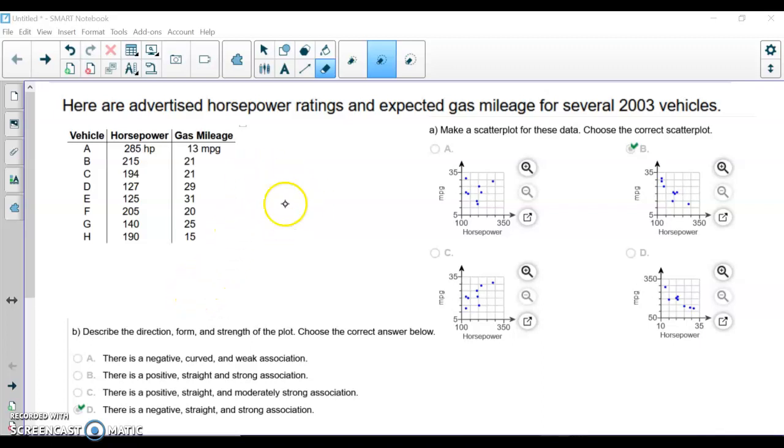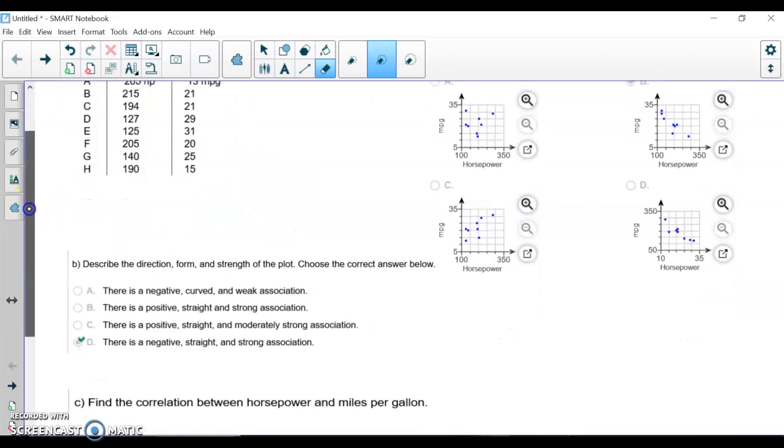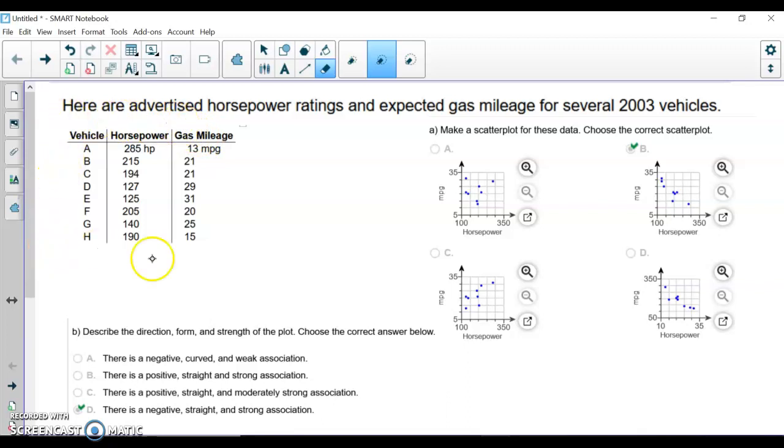Okay, so in this problem, we're going to go through a process for analyzing this data set, essentially. We're given the advertised horsepower ratings and expected gas mileage for several 2003 vehicles. So we're going to be making a comparison, or looking to see if there is a correlation between horsepower and gas mileage. Is there a relationship or not? So you could probably predict what the outcome will be. But we're going to base it on this data table and see what we have.